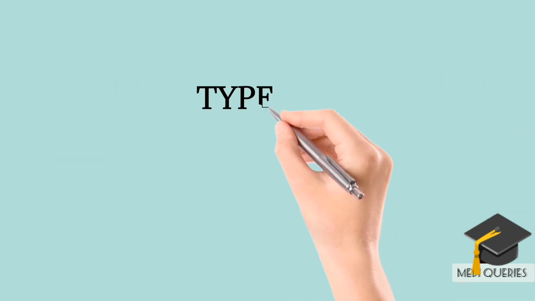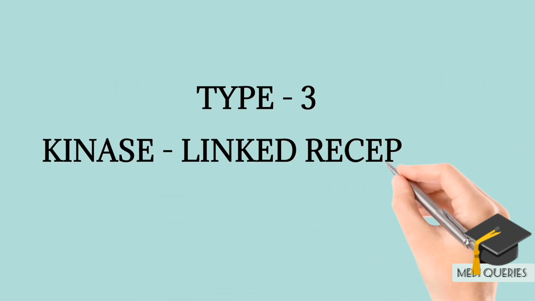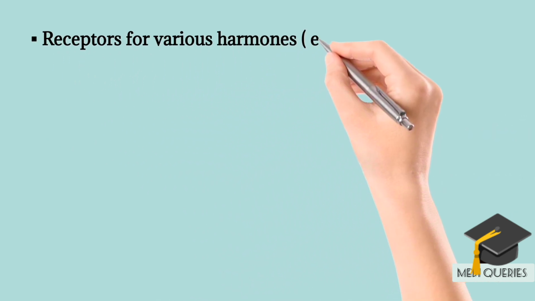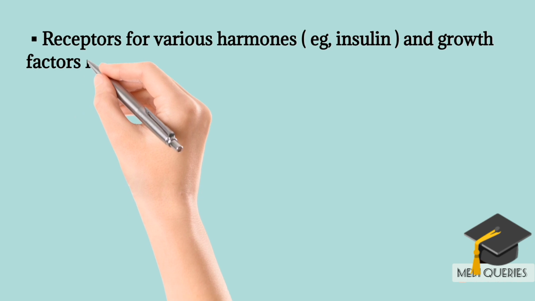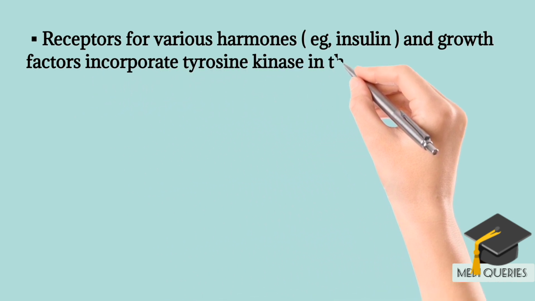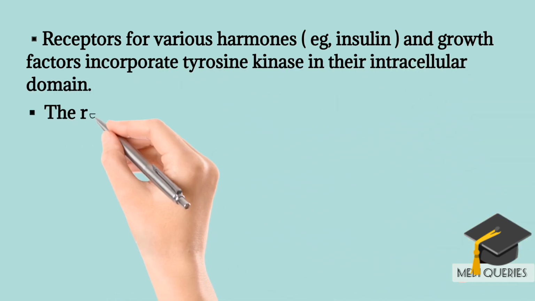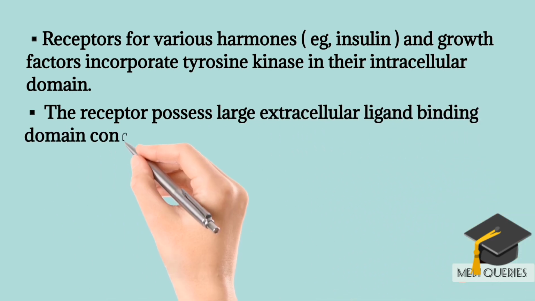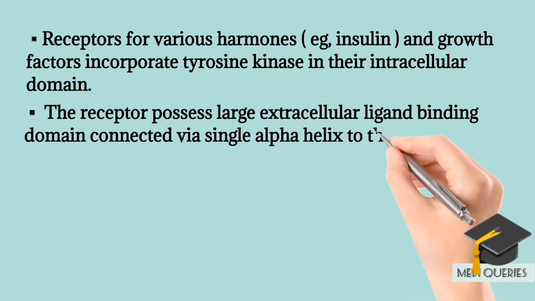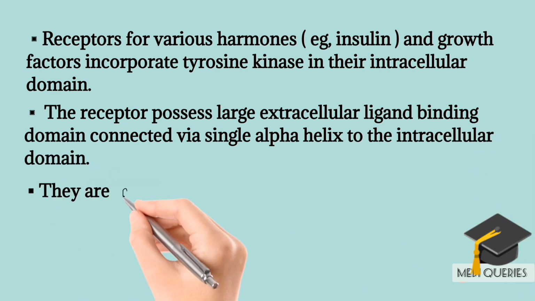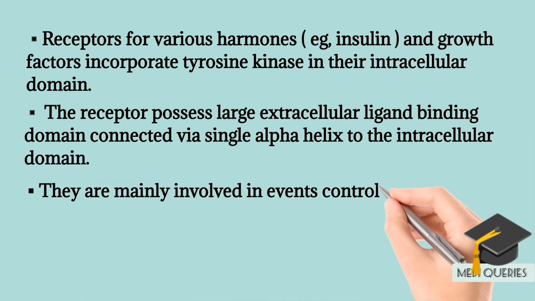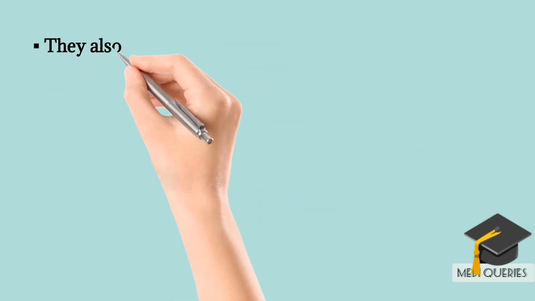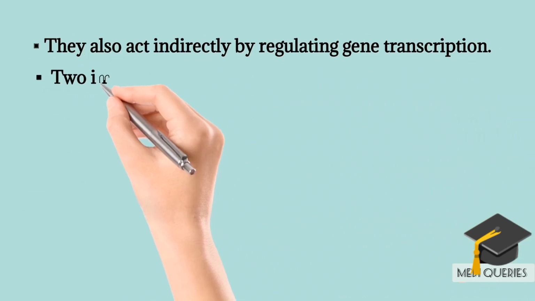Next category is type 3, kinase linked receptors. Receptors for various hormones, for example insulin and growth factor, incorporate tyrosine kinase in their intracellular domain. The receptor possesses a large extracellular ligand binding domain connected via a single alpha helix to the intracellular domain. They are mainly involved in events controlling cell growth and differentiation. They also act indirectly by regulating gene transcription.